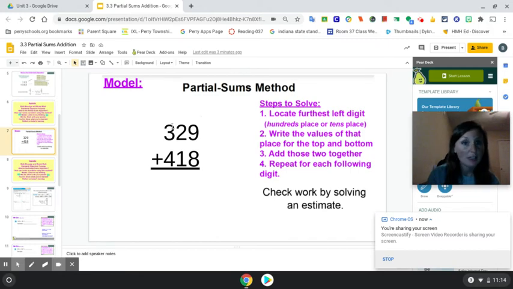So here the problem is 329 plus 418. Now with the partial sums, I start in the farthest left digit. That's the hundreds place here. If it didn't have a hundreds, the farthest would be the tens. But this one does have a hundreds, so I'm going to start over here. So this 3 really means 300. So I'm going to write 300.